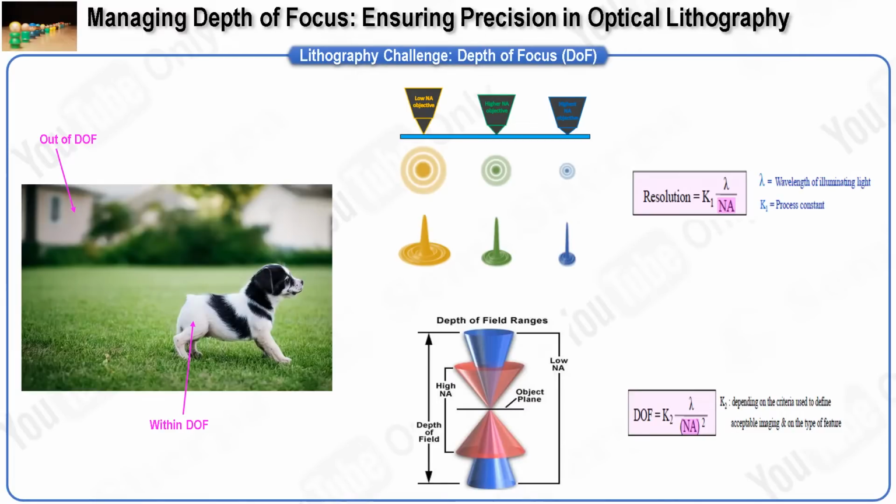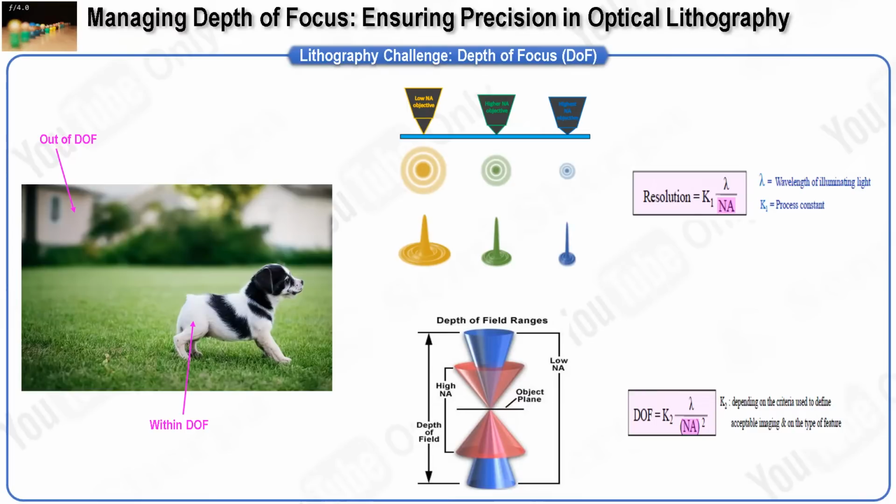For instance, to enhance resolution, we sometimes increase the numerical aperture, NA, of the projection lens in the optical lithography process. Increasing the NA helps achieve smaller patterns, but it adversely affects the depth of focus. In daily life, you experience a similar effect.